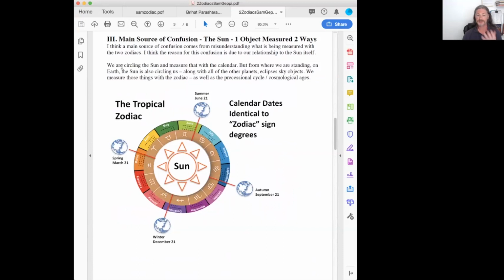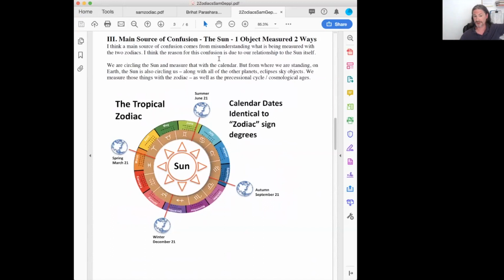And again, we're circling the sun. And we measure that with the calendar. Whether you're doing astrology or not, you do have spring, summer. And this was the first thing they did. Basically all of them were first measuring us going around the sun so that we knew when to plant our crops and all of that. But from where we're standing, we already said, on Earth, the sun is also circling us. Along with all of the planets, eclipses, sky objects, we measure those things with the zodiac, including the sun, as well as the precessional cycle, the cosmological ages.